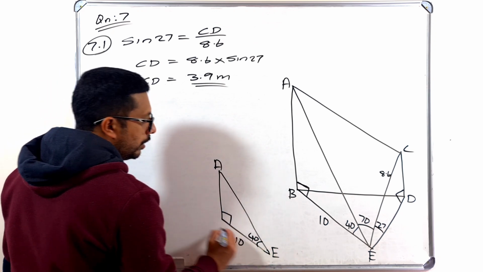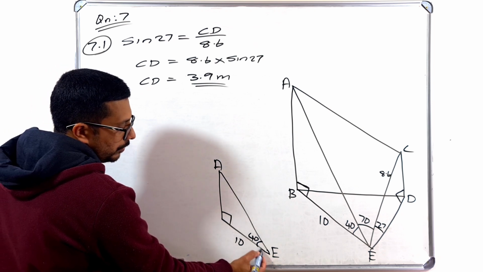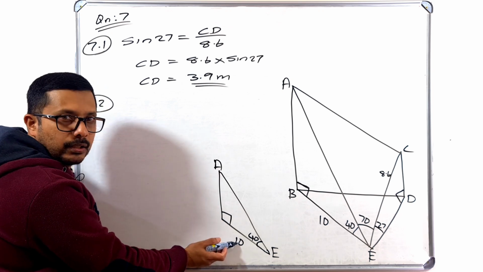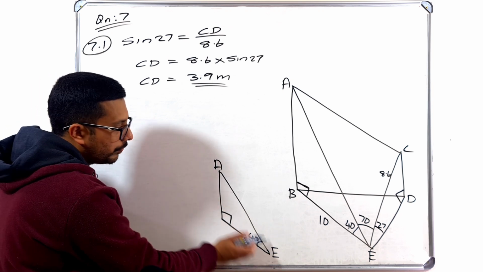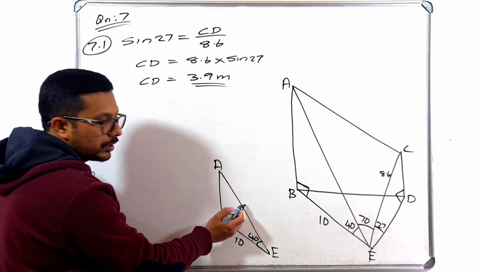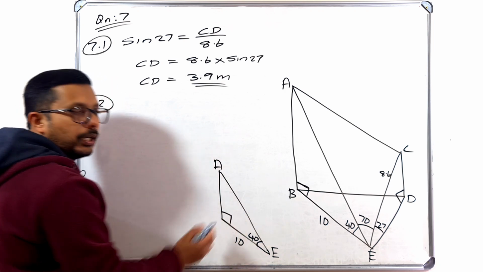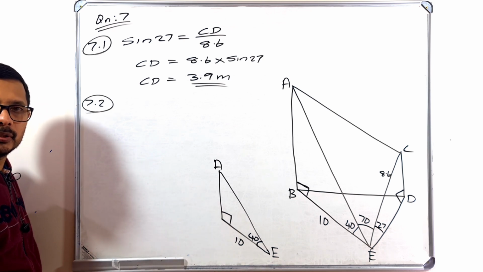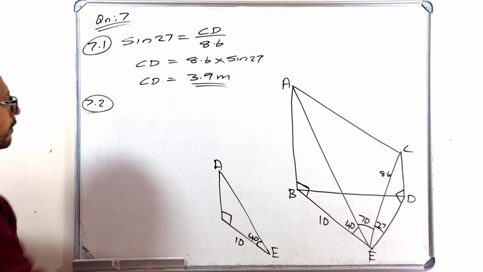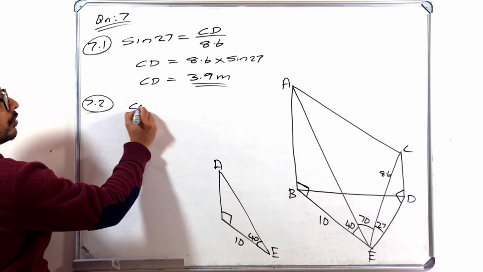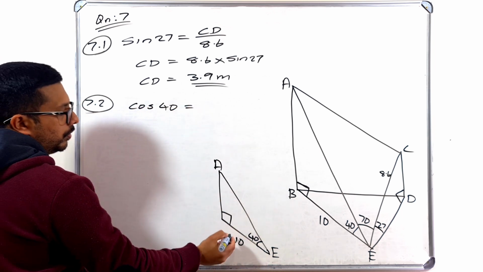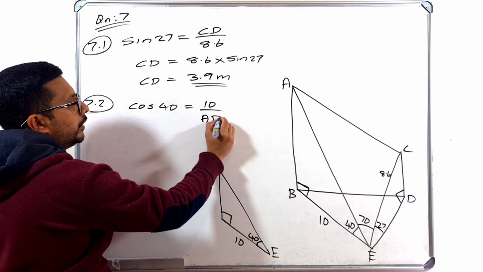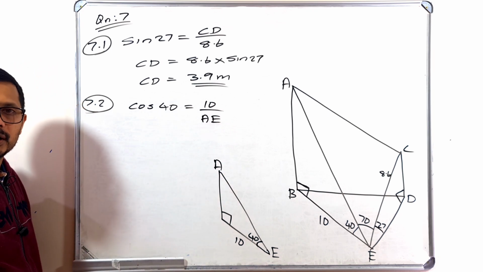Am I right? And based on this angle, this is the opposite side, am I right? So which side is this? Adjacent side. And this is 90 degrees, so it means this is the hypotenuse. So adjacent side and hypotenuse you have to find. Which trigonometry is connecting adjacent side and hypotenuse? Of course, cos. Cos 40 is equal to adjacent side, that is 10, over hypotenuse, that is what we want to find, AE. So from here we have to find the value of AE.